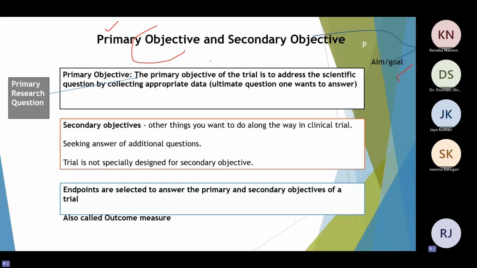Okay, so the standard definition of primary objective is: the primary objective of the trial is to address the scientific question by collecting appropriate data, or the ultimate question that one wants to answer. Okay, don't worry, we'll see these two things with the help of examples. It will be clear to you. And the secondary objective is the other thing you want to do along the way in the clinical trial, meaning apart from the main goal, your second goal is your secondary objective.